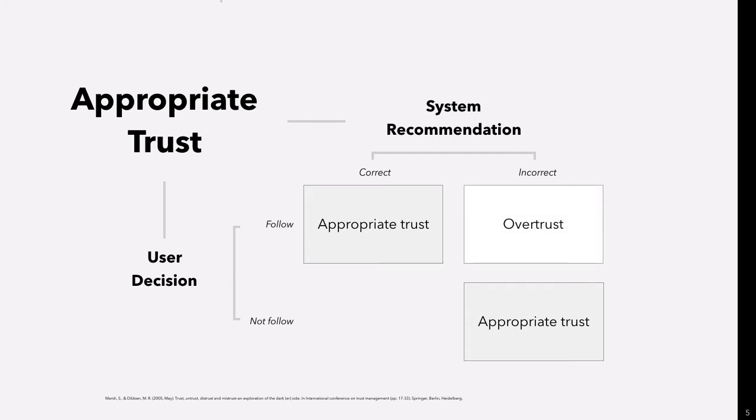While if the user decides to follow an incorrect recommendation, we say this is overtrust. Last, if the user decides to not follow a correct recommendation, we say this is undertrust.